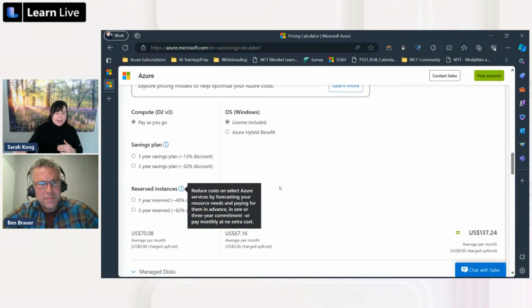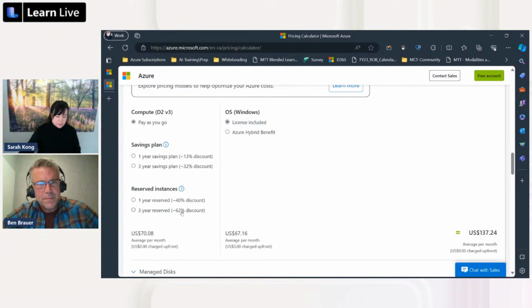But if you decide after 6 months, I don't need this compute workload anymore, you can delete it and not have to worry about paying the other 6 months if you did a 1 year. Whereas reserved is different, right? You're locked in to that 1 year, and even if you delete it or not, you're still going to have to pay that 1 year. But you get a better cost savings, as you can see in here.